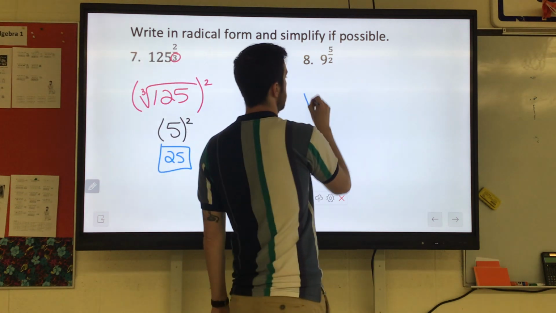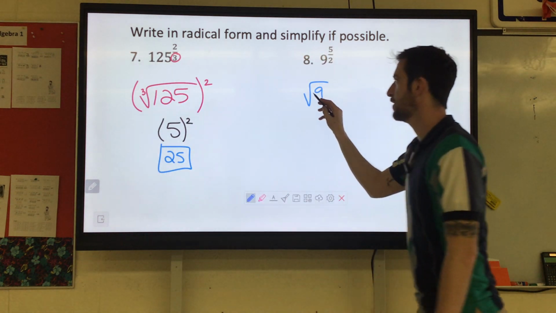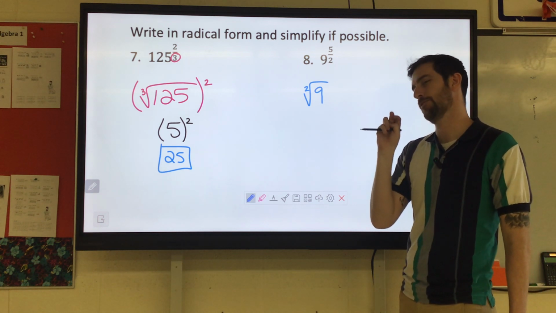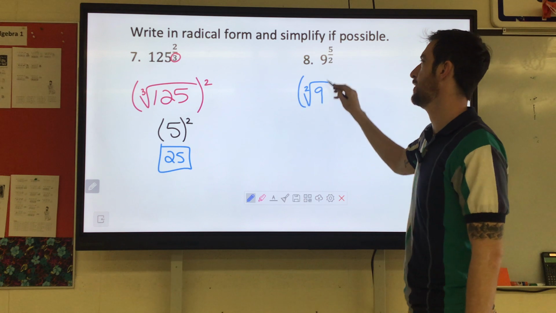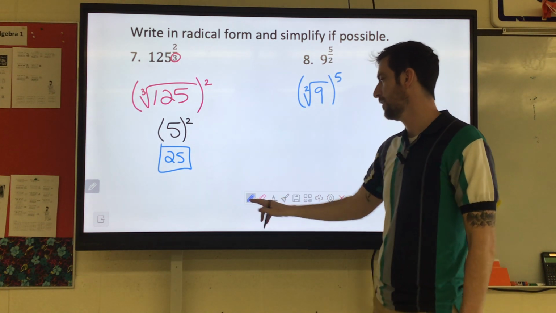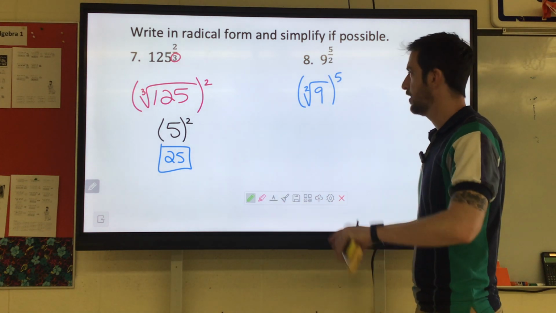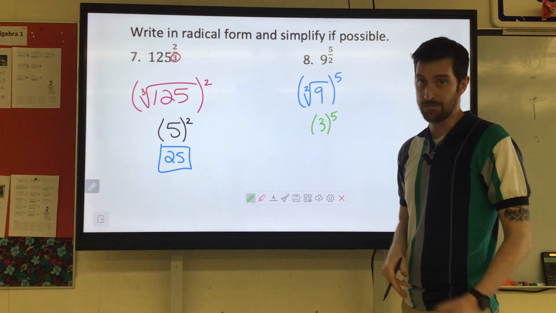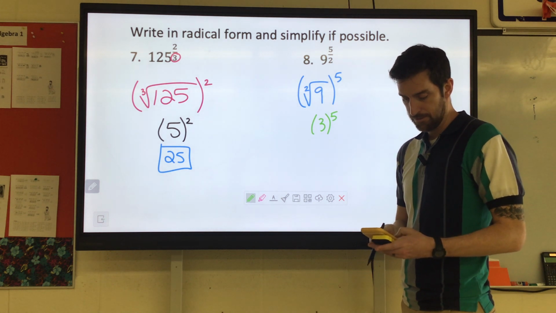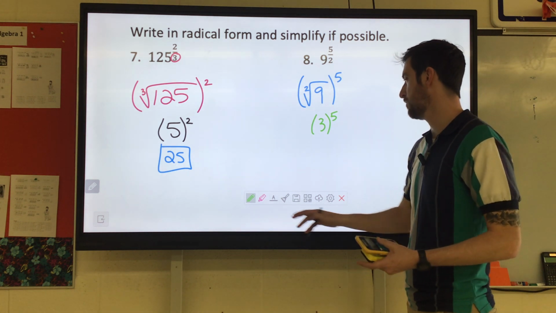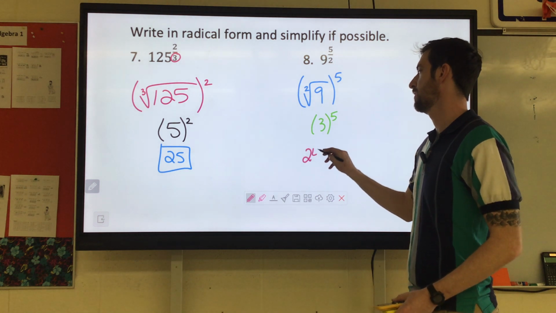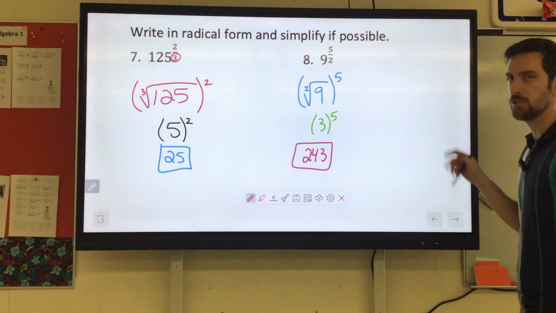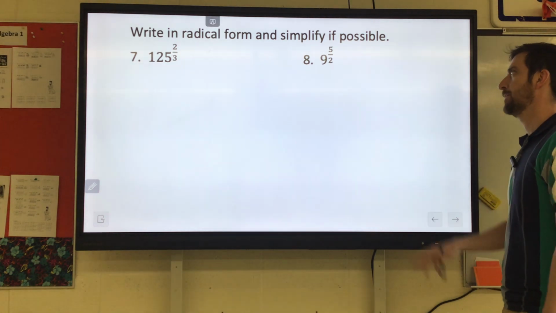So over here, the 2 would go here. You could write it there, but the nice thing about square roots is it's an invisible 2. So you don't need to write the 2 there. And then the 5 goes on the outside. Now, what is the square root of 9? 3. And then we would just do 3 to the 5th. I don't remember what that is. 243. Sweet. Now we're going to do equations with those type of problems.